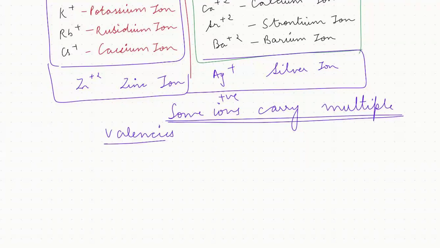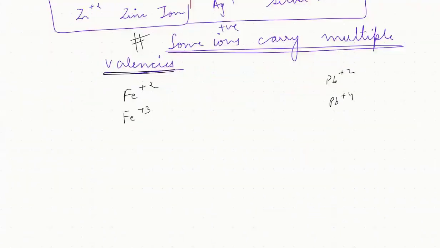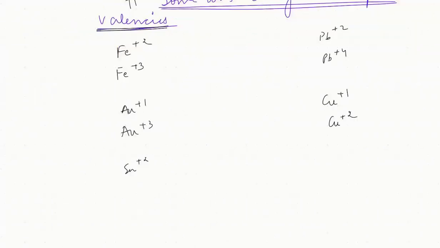And when some positive ions carry multiple valencies, what would that mean? Just understand. Let's say Fe plus 2, and then Fe plus 3; Pb plus 2, and then Pb plus 4. We would have Au plus 1 and Au plus 3, Cu plus 1 and Cu plus 2, Sn plus 2 and Sn plus 4.